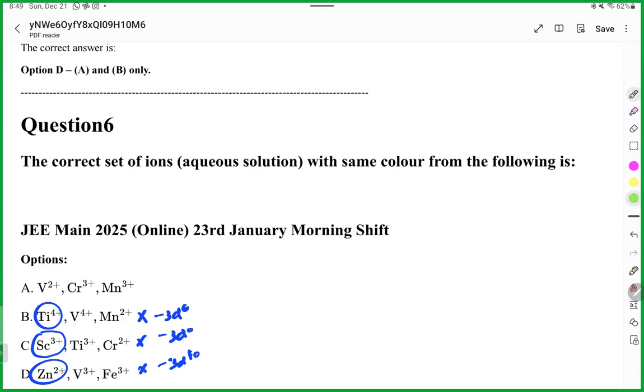Send me your notes, and then in the next class I'll first do three topics: K2Cr2O7, KMnO4, lanthanoid contraction. Then we'll start questions. If I get time, I might take one more class today, and I'll directly do K2Cr2O7, KMnO4, and lanthanoid contraction first.